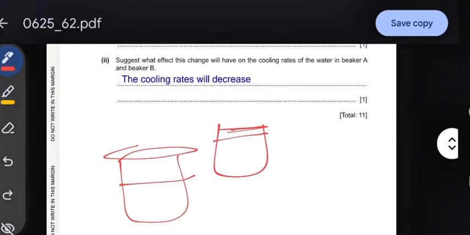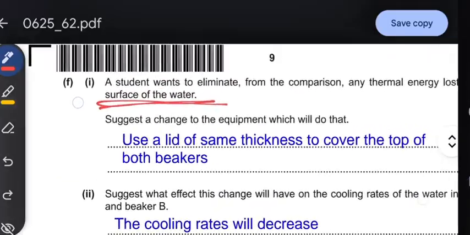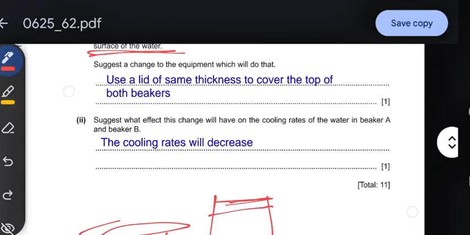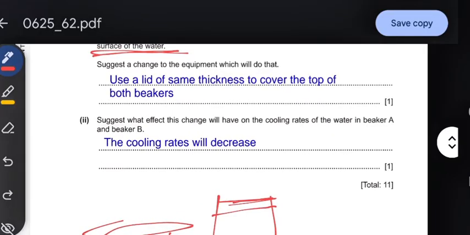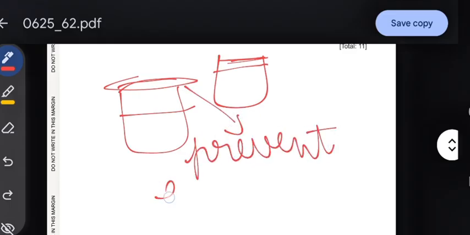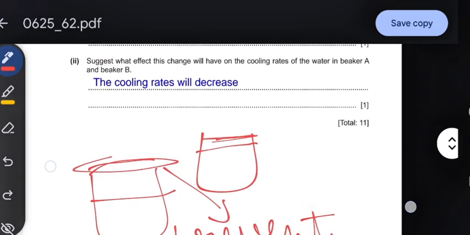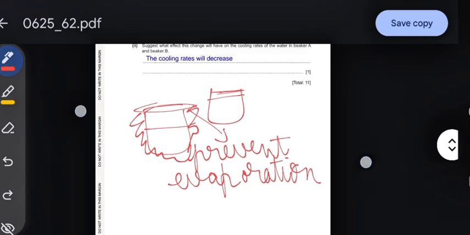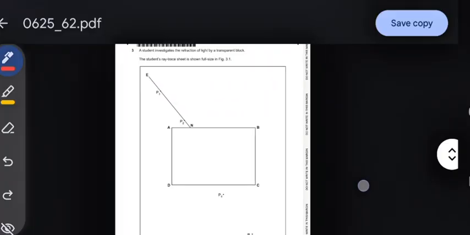Suggest what effect this change will have on the cooling rates of the water in beaker A and B. They're asking what if you put a lid, what will be the effect on the cooling rate of water in the beakers? The cooling rate will decrease. Why? Because a lid on top of the beaker will prevent evaporation, so liquid will not easily evaporate, so the cooling rate will decrease. The way you can reduce the cooling rate is to use insulation and of course a lid.